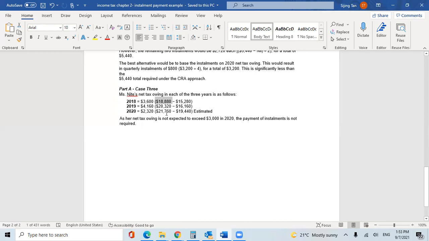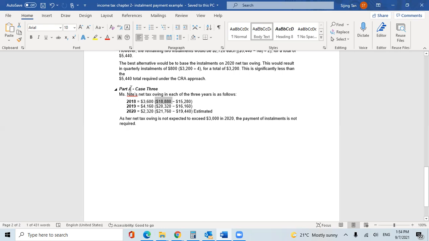With our tax payable, deduct your tax withholding. So for 2018, you have 3,600. 2019, you have 4,100. 2020 is 2,320. So when you compare this number, the rule is to make sure if the person needs to make an installment payment. The first one you need to look at is the current year tax owing, right? If the current tax owing is not higher than $3,000, you do not need to make installment payment.